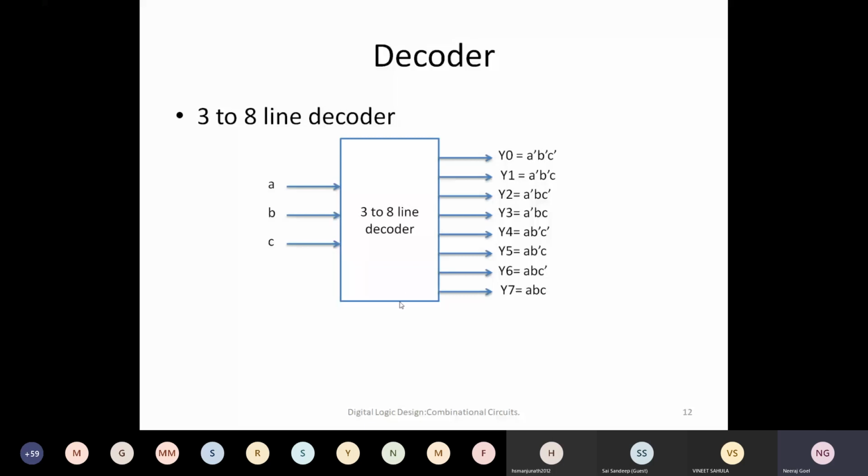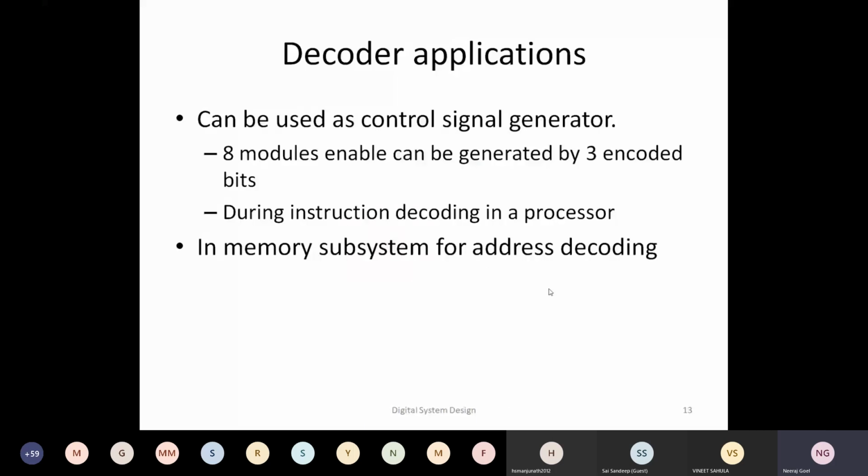So when it is active high, then only one of the outputs will be 1. If it is active low, then only one of the outputs would be 0 and all the rest of them would be 1. Okay, and where it is used, it is mostly used in control signal generators, control circuits.